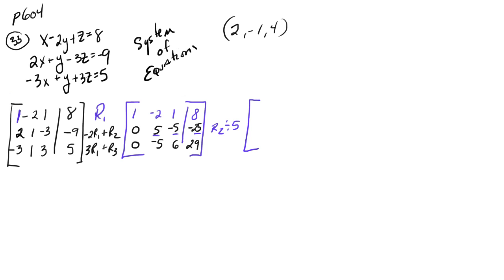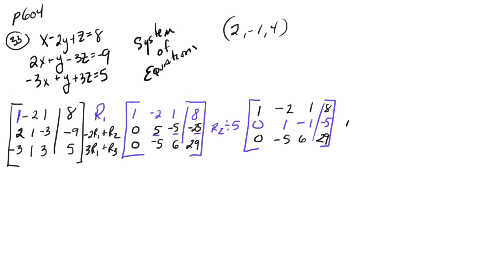And let's see what that does to my matrix. So 0 divided by 5 is 0. 1, negative 1. And that gives me negative 25 divided by 5 is negative 5. This is good. I want the 1 there. And I'm just going to rewrite the others. So 1, negative 2, 1, 8. 0, negative 5, 6, and 29.